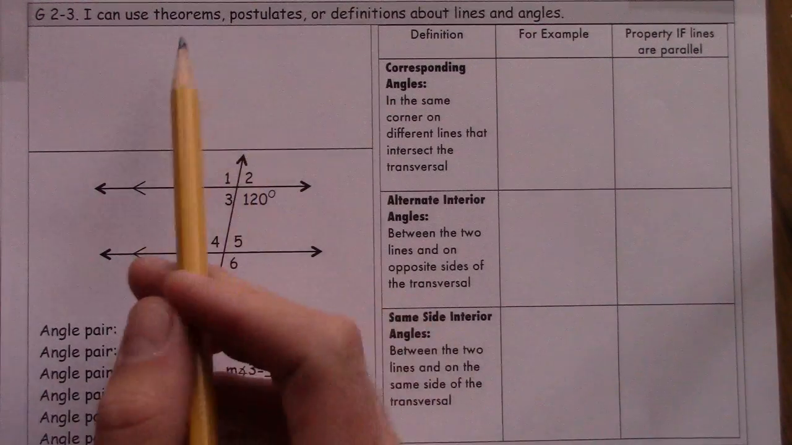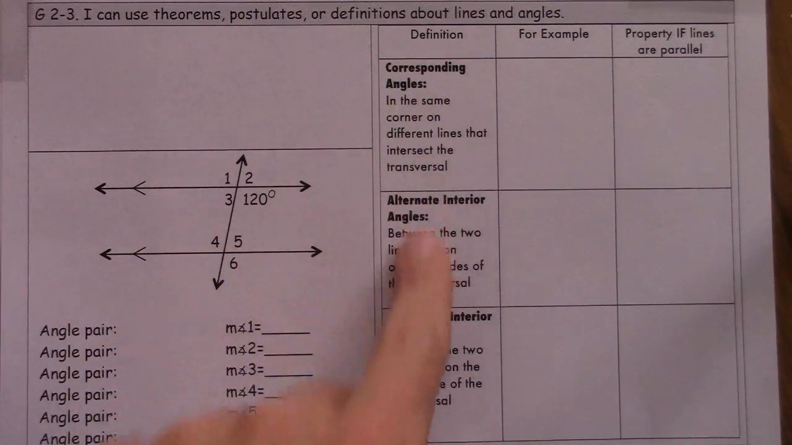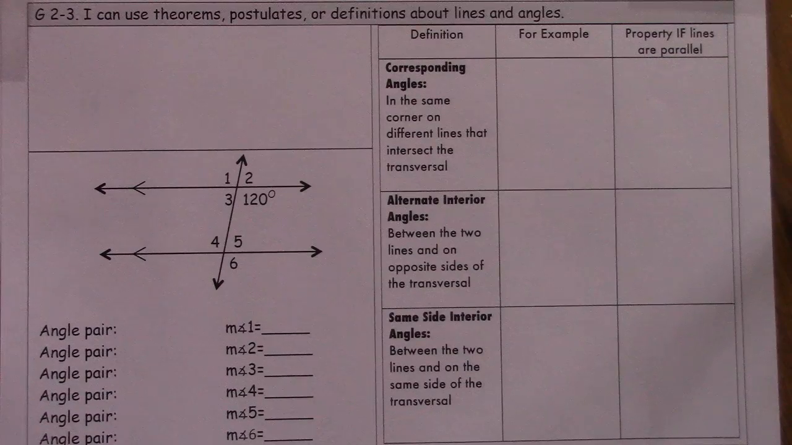2-3. Still using theorems, postulates, or definitions about lines and angles. We're kind of talking about definitions today. We're going to define some different angle pairs, and we're going to use that to show some things are true or not true. So we got lines and points, they're crossing, and angles are created.